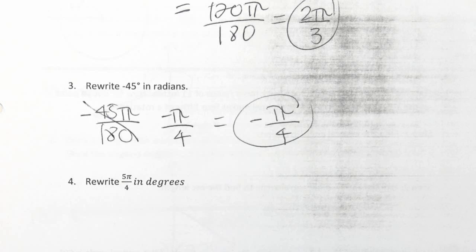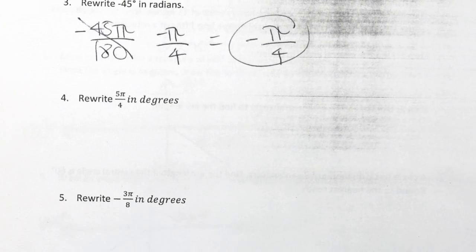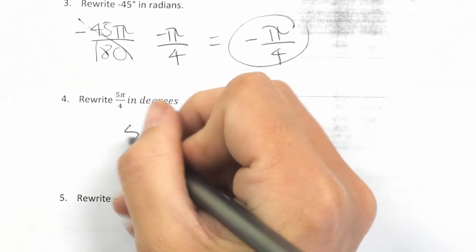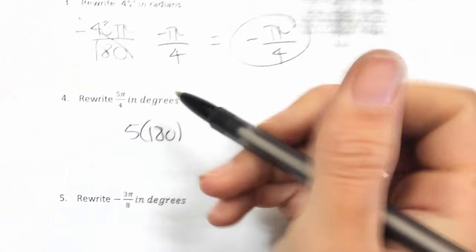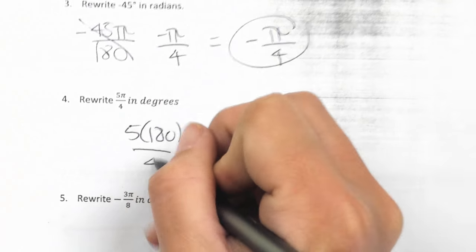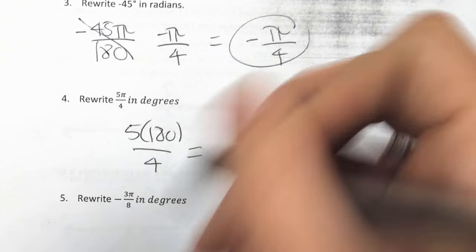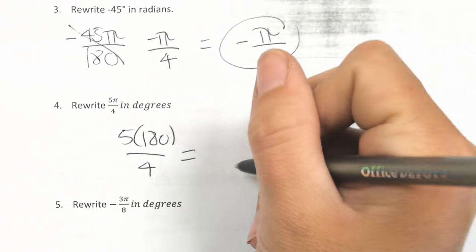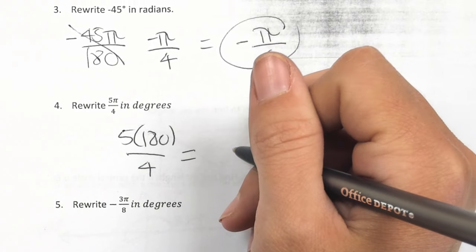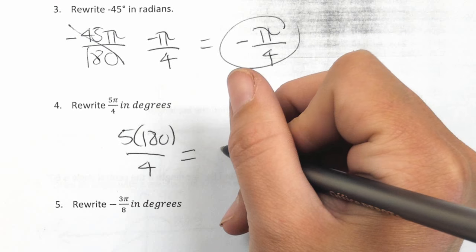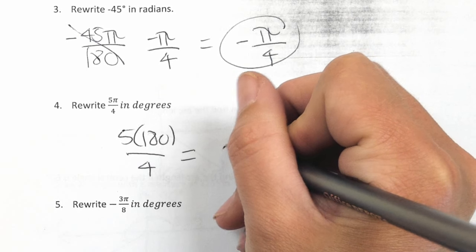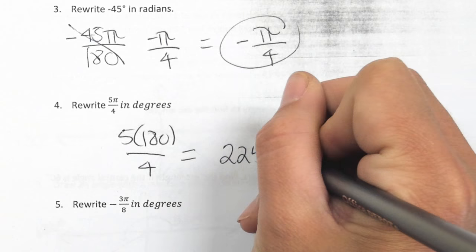All right, so now we're going to do the opposite. We're going to have them in radians and put them in degrees. Any idea how we're going to do this? Good. You just do 5 times 180, because pi is the same thing as 180, and then divide it by 4. Tell me what you get. 45. Good. 225 degrees.